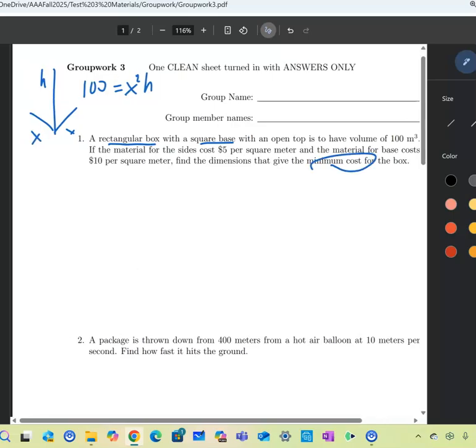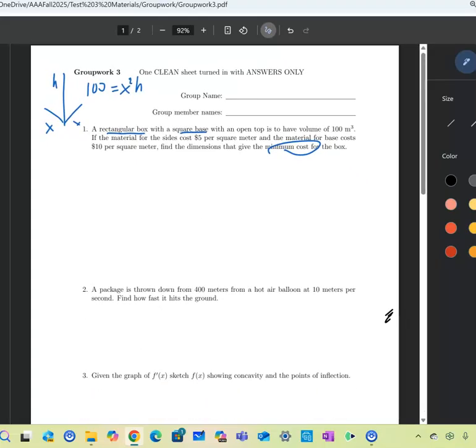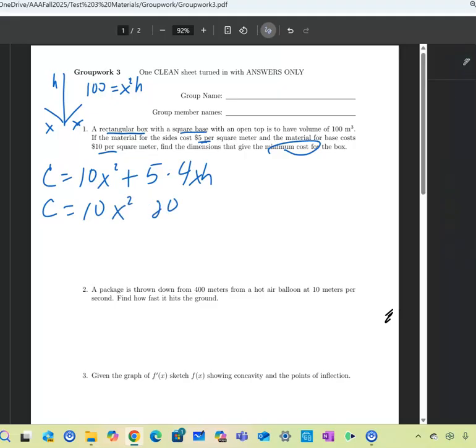They tell us about the cost for the different things. It has an open top, so no top. The area of the base is x squared, and the cost of the base is $10, so 10 times x squared, plus the area of the sides at $5, so $5 times 4xh. Okay, so let's see what this gives us. I get C equals 10x squared plus 20xh. Since I want the minimum cost, I'm thinking set the derivative of that equal to 0.